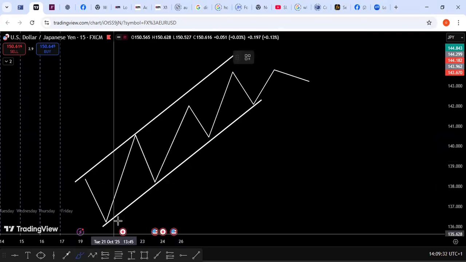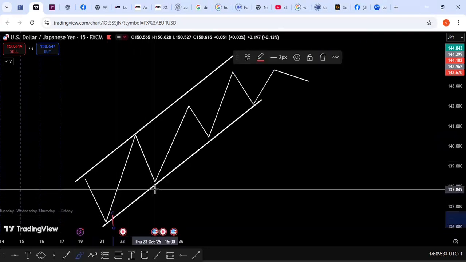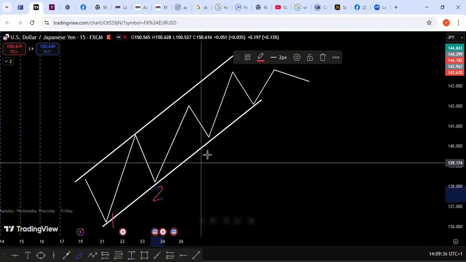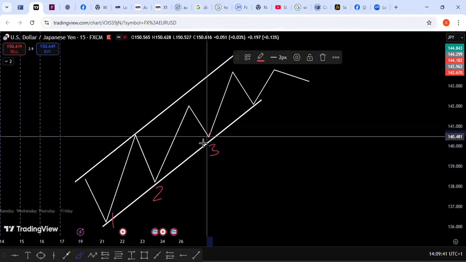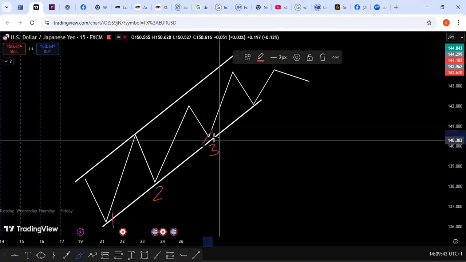Let me use my pen. This is the first tap of the trend line. This is the second tap of the trend line, and this is the third tap. So now you're looking to enter a trade at the third tap of the trend line.